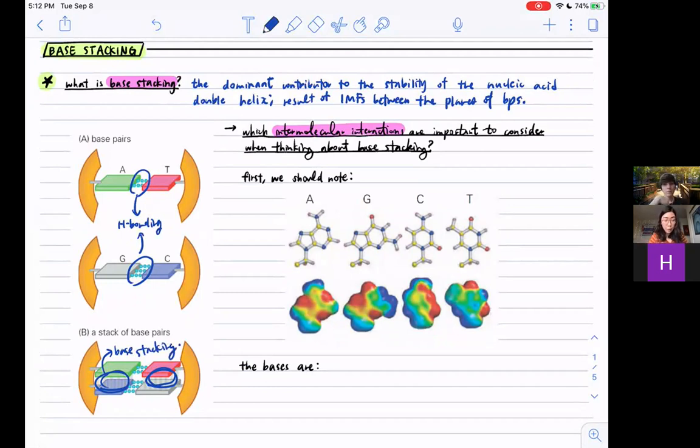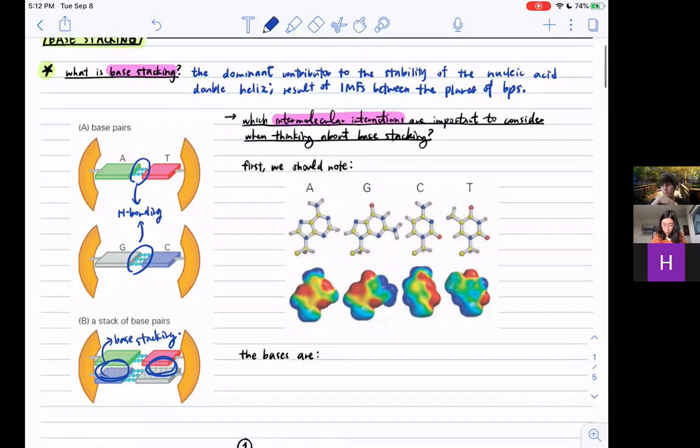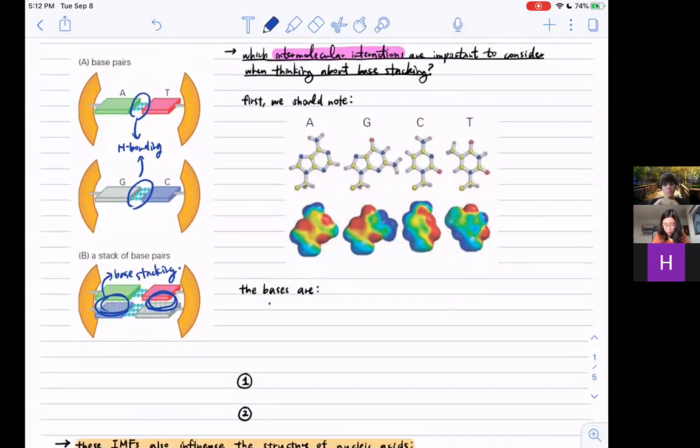And then when we think about base stacking, which IMFs are important to consider? Well, when we want to address that question, the first thing we should note are some special characters of the bases themselves. So the first character I want to talk about is that the bases are very flat and planar. And why is that important? Well, that means they have extensive surface area to interact with each other. So even though one van der Waals interaction might be weak, if you have a lot of van der Waals interactions, they make a significant contribution.